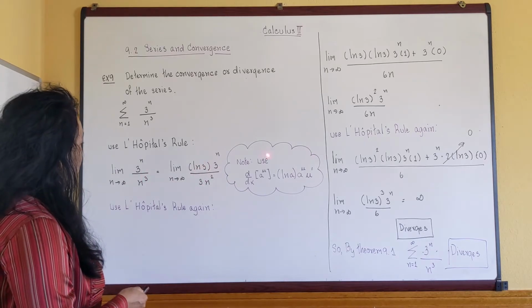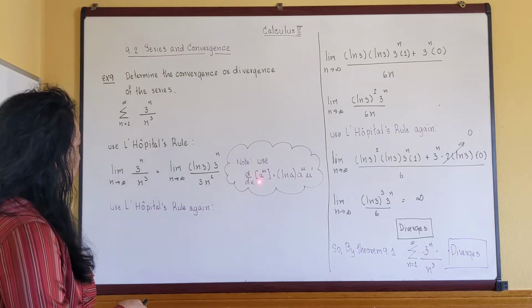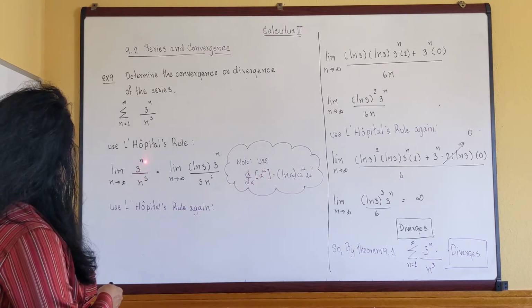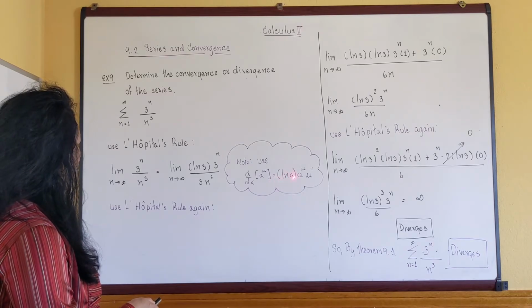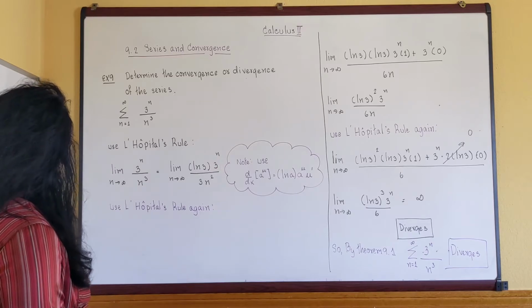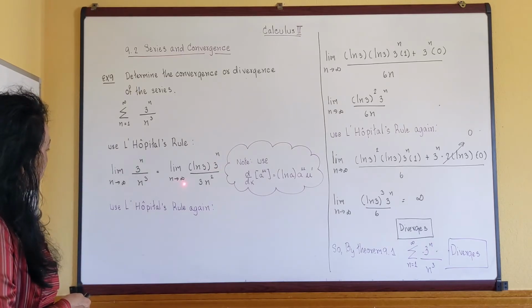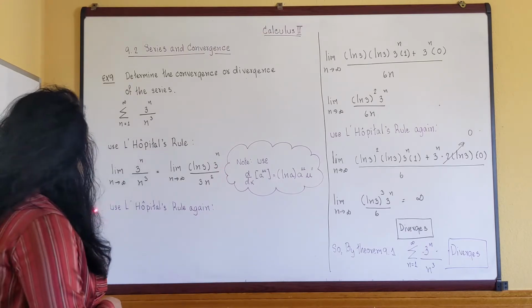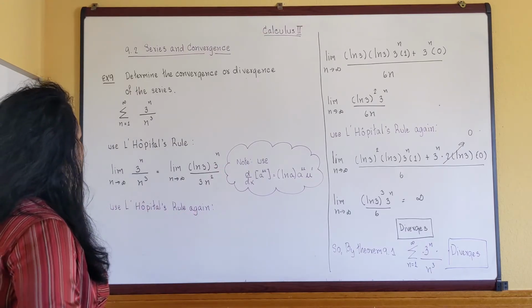Now for the numerator, I have to use this formula here: for a to the n, which is 3 to the n, it's going to be ln 3 times 3 to the n. The derivative of n is just 1. So as n goes to infinity again, I have infinity over infinity. I'm going to use L'Hopital's rule again.